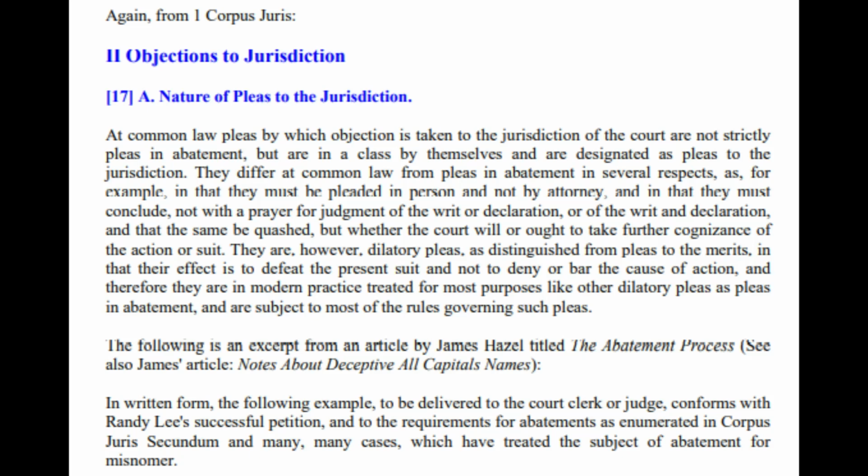I'm back with another one for you today. This one here is a continuation on common law abatement. We're just going to get right into this one. So right here, again, from Corpus Juris, objection to jurisdiction, right?